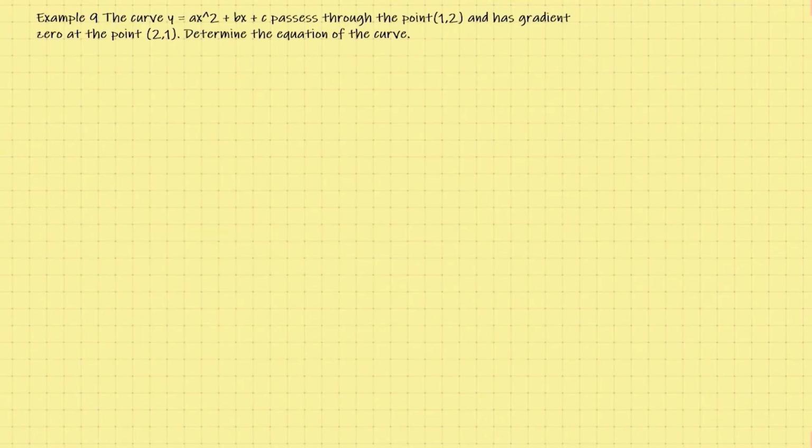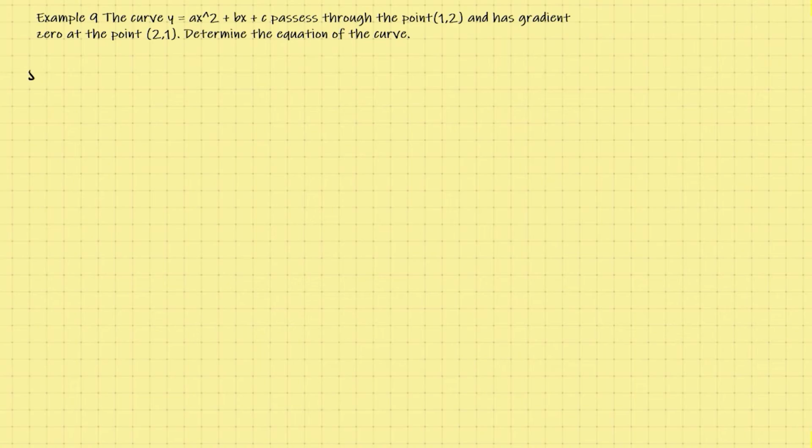The next example is quite different in flavor again to some of the examples we've seen so far. In this case, we're told that we've got a general curve, and that there are 2 points on the curve, and the gradient at one of the points is 0, and we have to determine the exact equation of the curve.